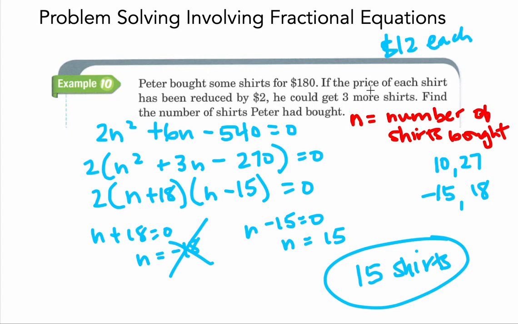If the price of each shirt had been reduced by 2, so now it's $10 each, then he could get 3 more shirts. Okay, 3 more shirts would be 18 shirts. 18 times 10, yeah, does get us to $180, which is $2 cheaper. Yep, so it all checks out. 15 shirts.